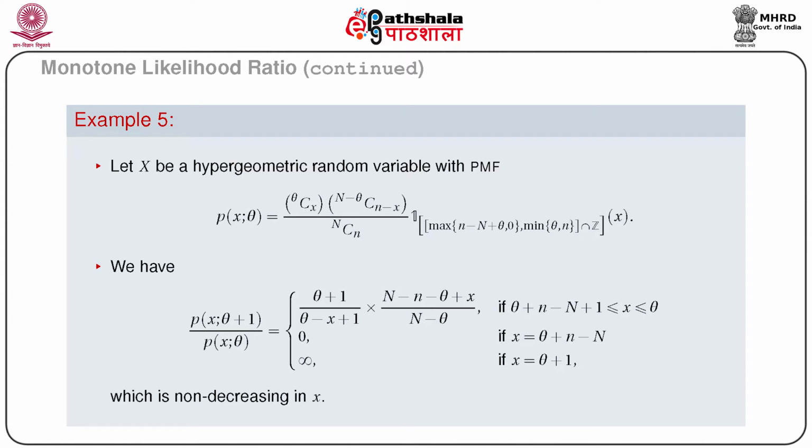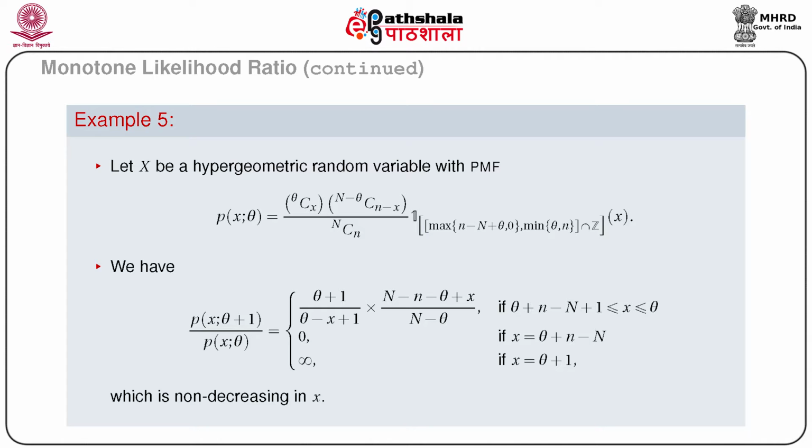We consider another example where X follows a hypergeometric distribution with parameters theta, small n and capital N. Here theta is unknown. Here P_x(theta) is equal to (theta C x) times (capital N minus theta C small n minus x) divided by (capital N C small n), where the maximum of (small n minus capital N plus theta, 0) is less than or equal to x, which is less than or equal to the minimum of (theta, n).